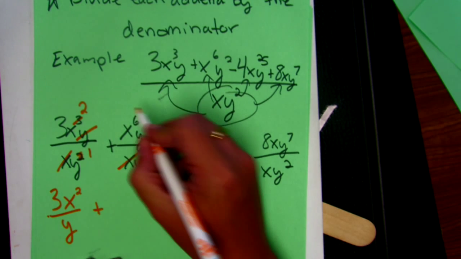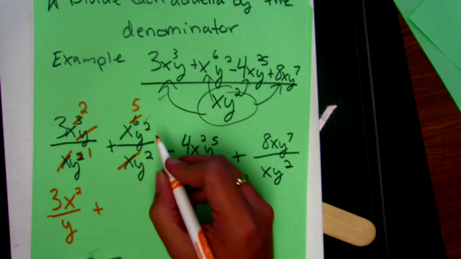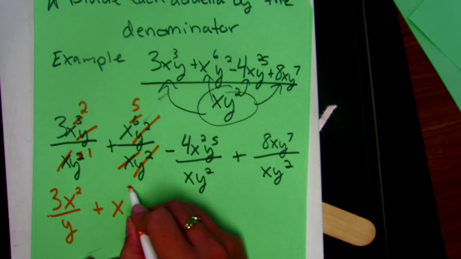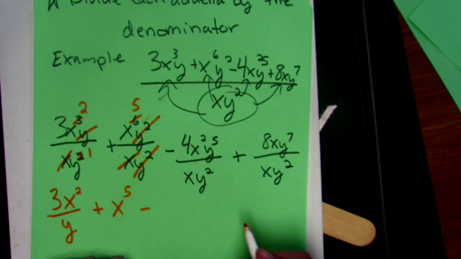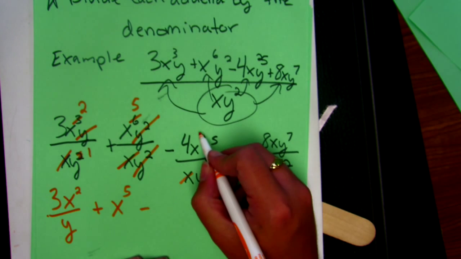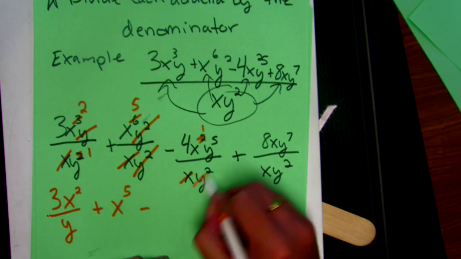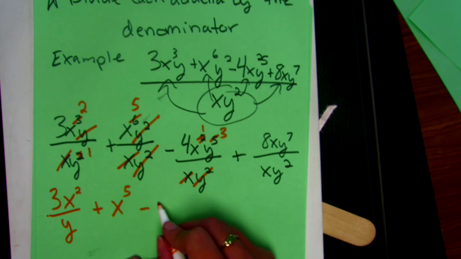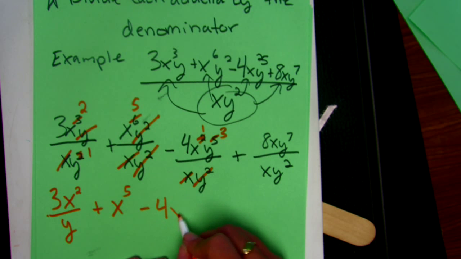Here, this x cancels one of these x's, and the y squares cancel completely, leaving us just x to the 5th. Here, this x cancels one of these x's. These two y's cancel two of those y's. So now we've got 4xy cubed.